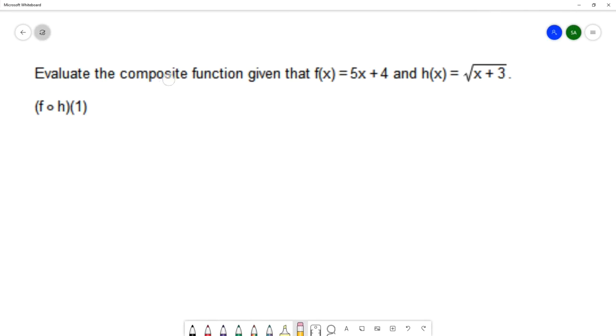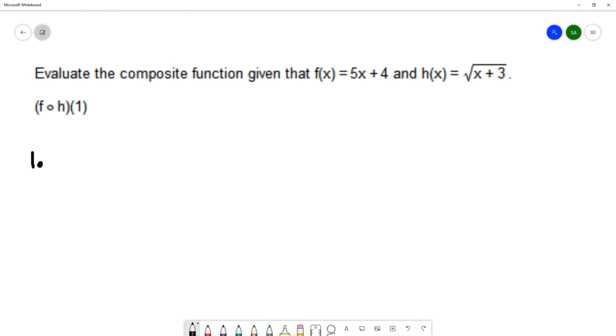Evaluate the composite function given that f of x equals 5x plus 4 and h of x equals square root of x plus 3. We want to find f composed with h of 1. So I'm going to show you two different ways that you can get to this answer. So the first way has you doing kind of a two-step process.